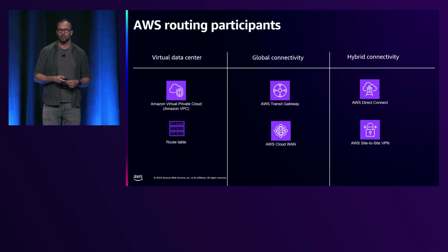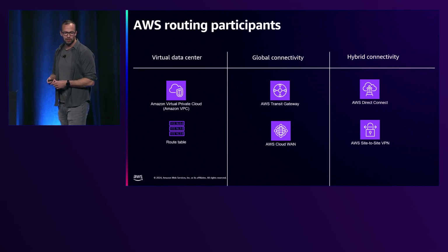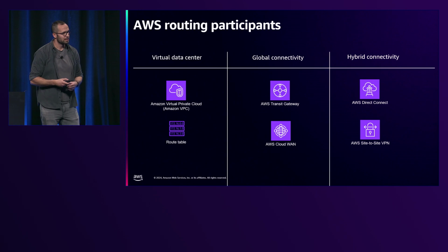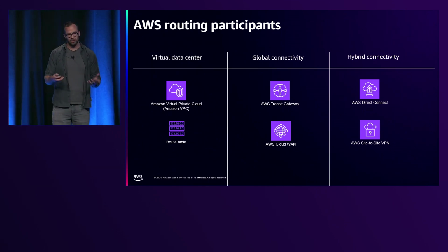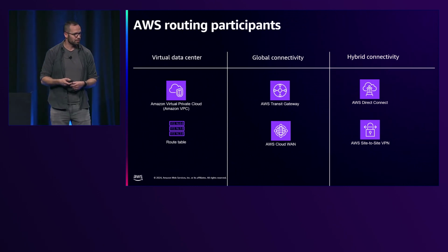From the components that we're going to talk about today, we're going to look at the virtual data center, so a VPC with route tables inside of that VPC. For global connectivity, we'll talk about transit gateway. Transit gateway is a logical regional router, a distributed system, not a single point of failure, that allows you to connect 1,000 VPCs within the region.